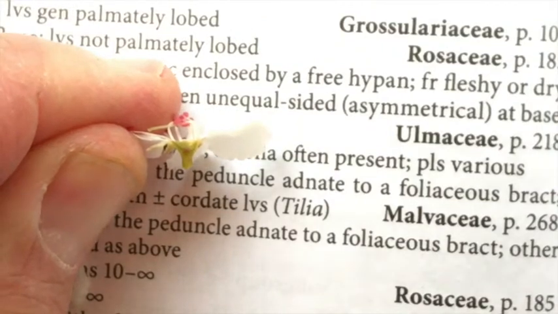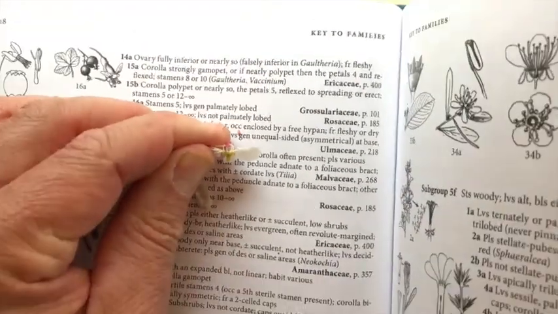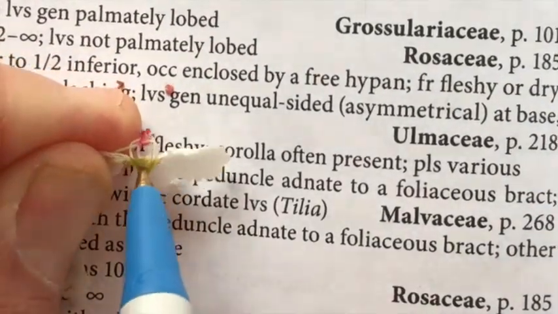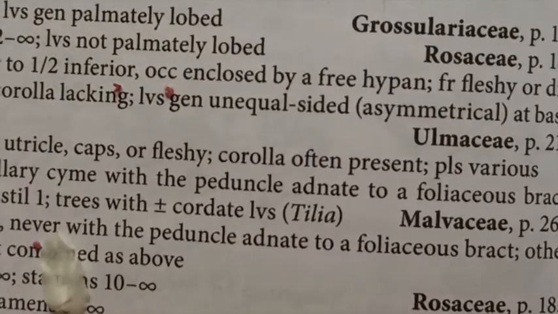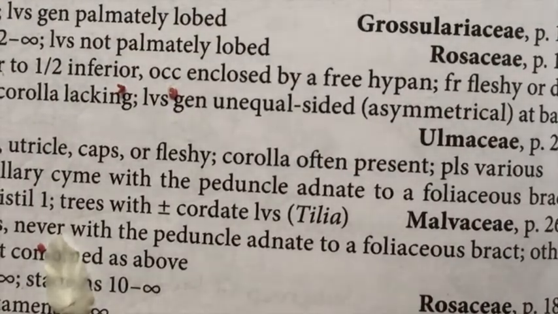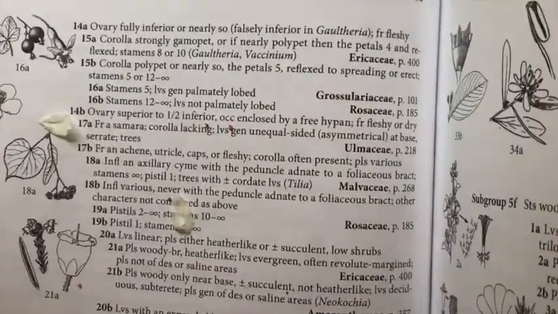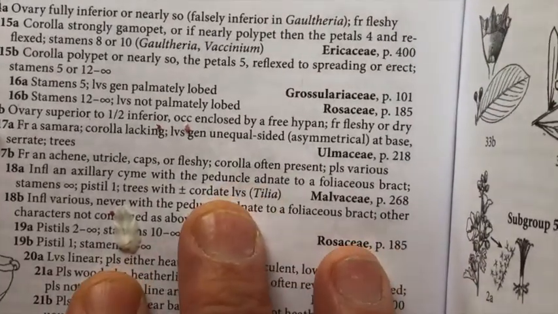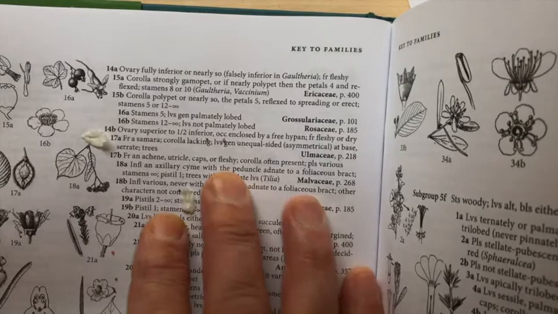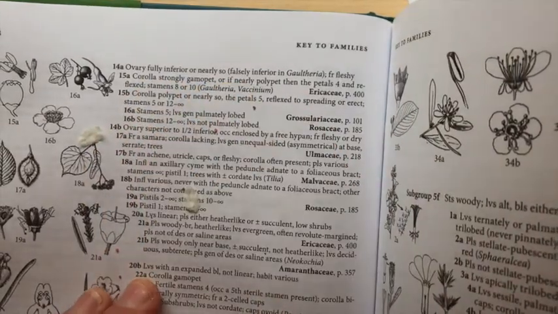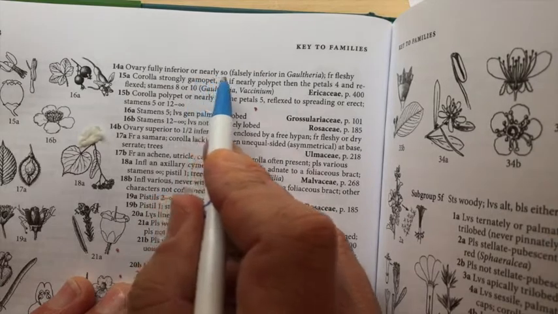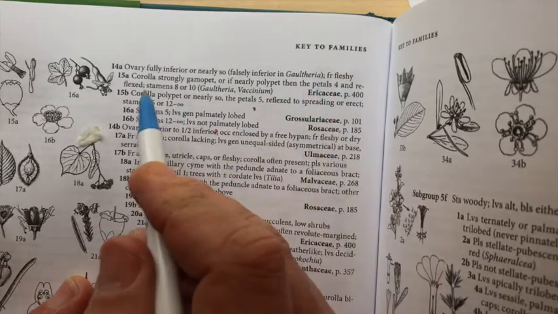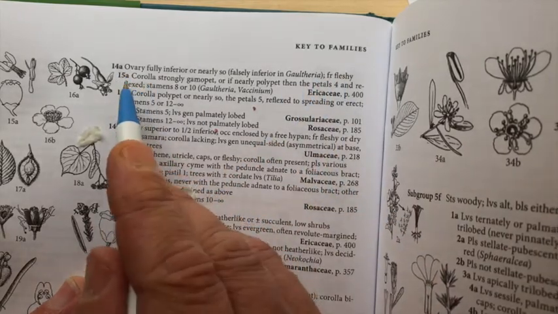So again, you can see it here. See, our ovary is going to be down below. But with this particular family, they have a tendency to be somewhat in between. And you'll see the key gives us options, just in case you end up there. Okay, so back to the key. In this part of the key, it says ovary fully inferior to nearly so. Well, we like that. Falsely inferior in the genus Gaultheria. Fruit fleshy. 14A works for us today.